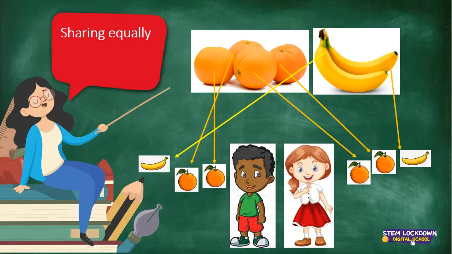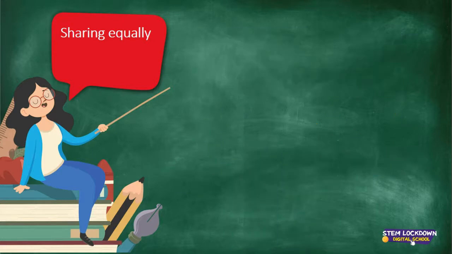Let's go and see how many the girl has. One, two, three. So they both have three fruit. Is that fair? Yes, it is. Well done. So there we've shared the fruit equally and they've each got the same amount. Great. So now it's your turn.